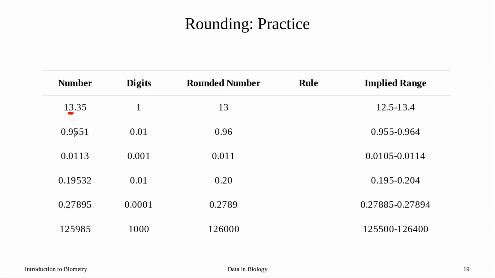Next one, we're rounding there. That's our target digit, a 5. We look at the next one, that's a 5. Well, because it's a 5, we go one more, it's a 1. So this is basically greater than 5, just a little bit more than 5. We're going to round up to 0.96. Our implied range is one more digit, so it's 0.955 up to 0.964. Again, these numbers will round to our rounded number.